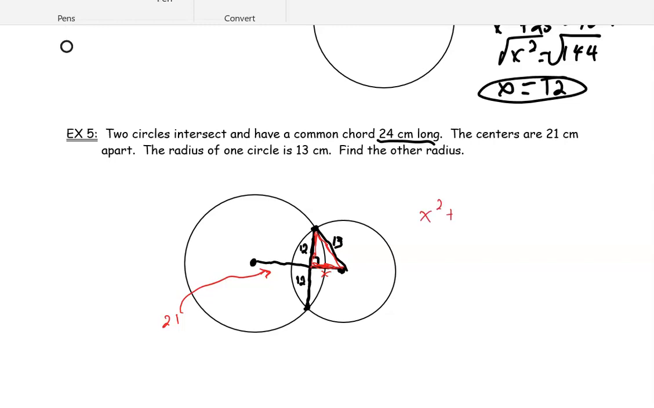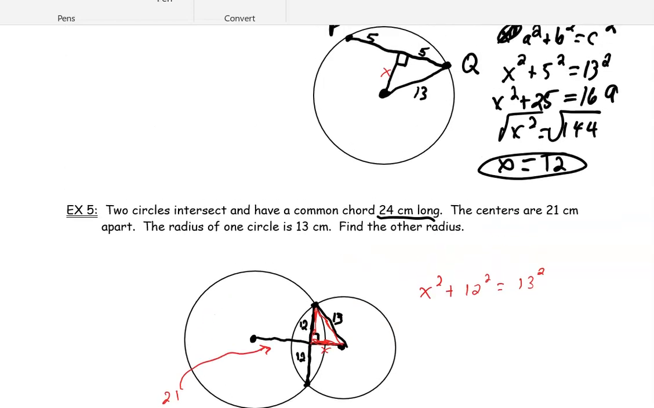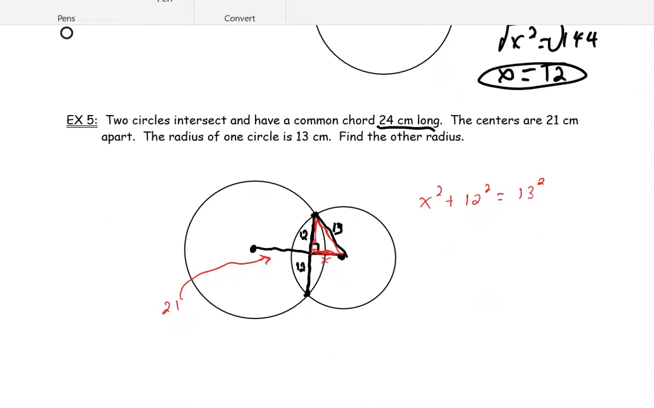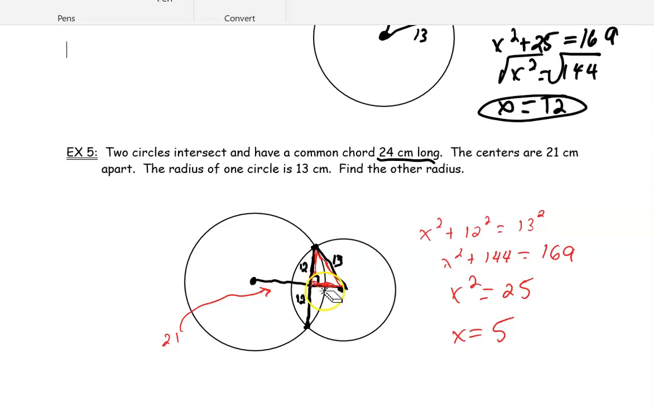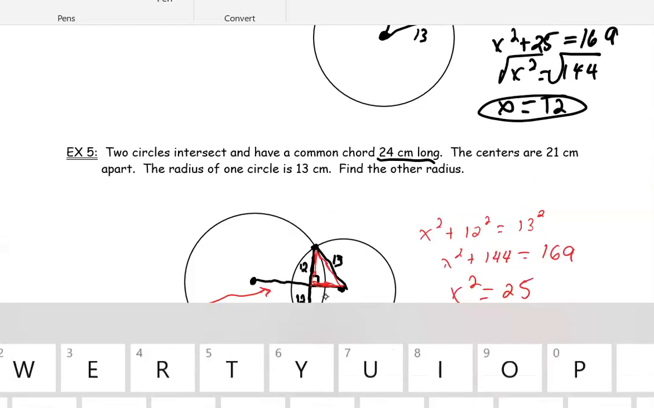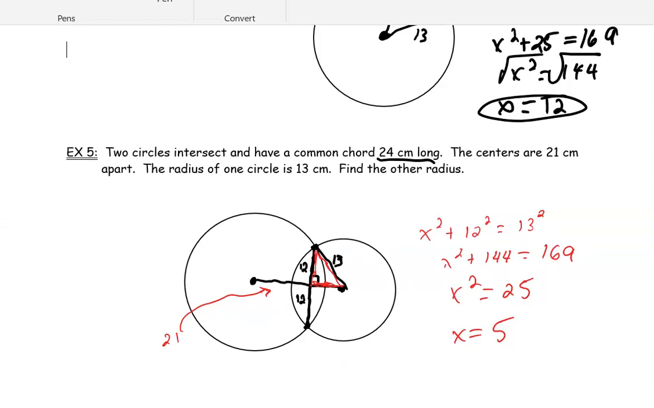So we'll do x squared plus 12 squared equals 13 squared. So x squared plus 144 equals 169. x squared would equal 25. Take your square root. x would be 5. So what that now tells us is, instead of the x, we will put a 5 right there. So we know that this segment is 5.